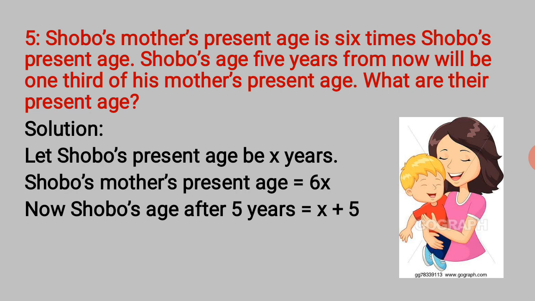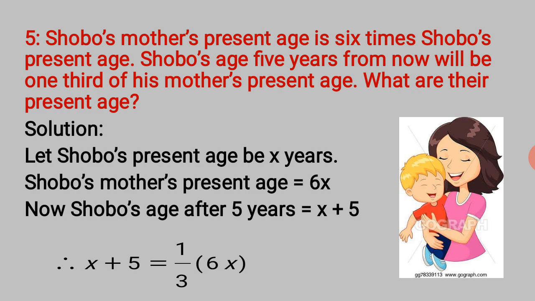And that will be 1/3 of his mother's present age. Mother's present age is 6x, so its 1/3 will be 6x upon 3. So the statement is x plus 5, that is Shobo's age after 5 years, equal to 1/3 of 6x, that is his mother's present age.